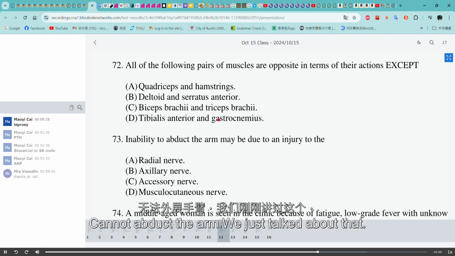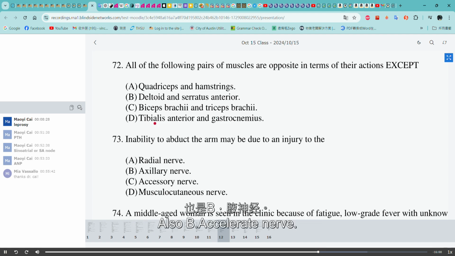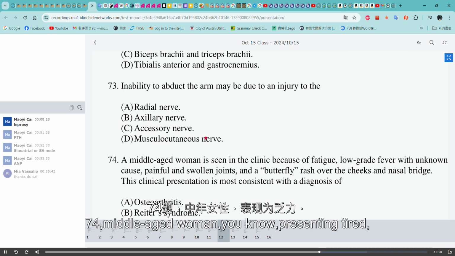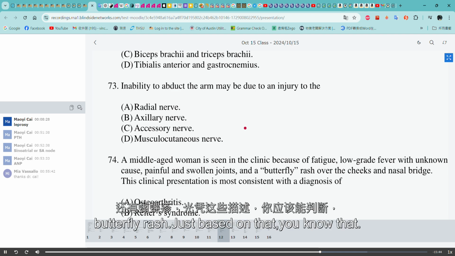73. Cannot abduct arm. We just talked about that. Is a deltoid. But which nerve controls deltoid? Also B. Axillary nerve. Axillary nerve controls deltoid muscle. B. 73 is B. 74, middle-aged woman, presenting tired, low-grade fever, unknown cause, painful, swollen joint, butterfly rash.